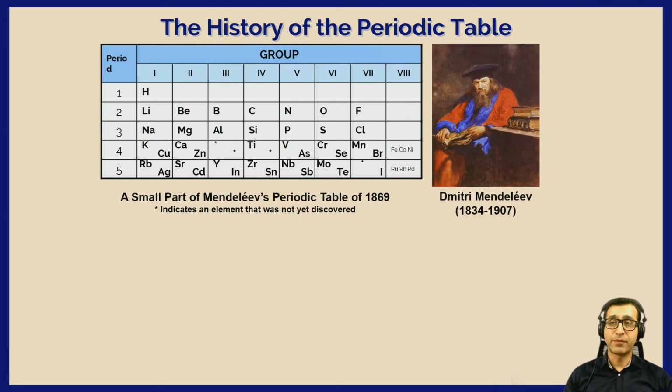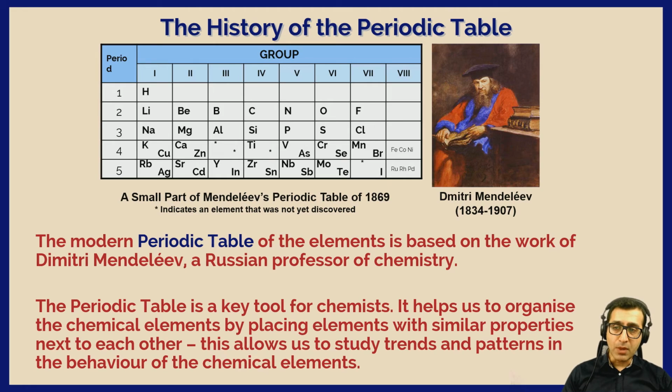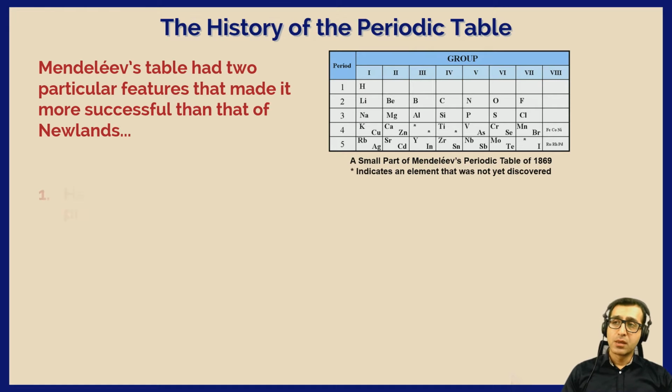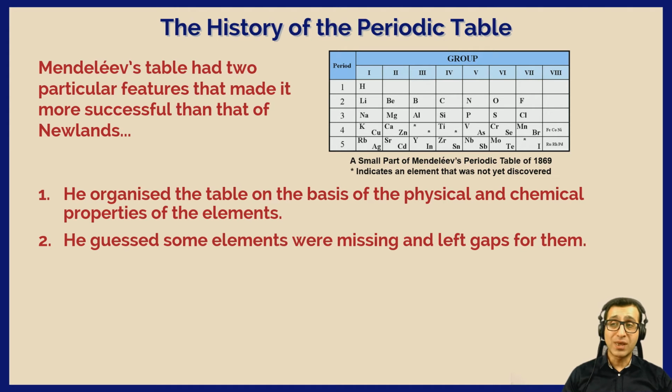So along comes Mendeleev. Now this is a small part of Mendeleev's original periodic table. These are the groups as he originally stated them, and as you can see here, he left spaces where you see these asterisks for undiscovered elements. The way that he developed this was, firstly, he organized the periodic table on the basis of physical and chemical properties of the elements. Again, this is related to physical bonding and chemical bonding as we know it today. But also, he guessed some elements were missing and he left gaps for them.